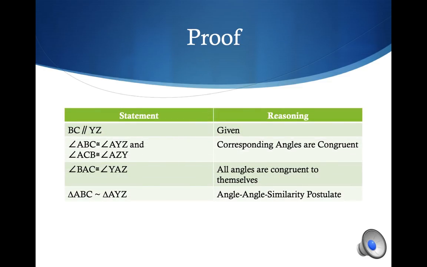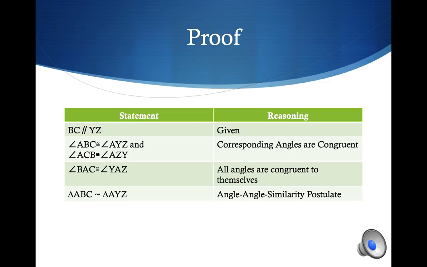Alright, hopefully this is looking familiar to all of you. We're going to have our statements on the left-hand side and our reasons on the right. As always, we start off with our given information. In this case, line segment BC is parallel to line segment YZ. Next, we can use the fact that corresponding angles are congruent to state that angle ABC is congruent to angle AYZ and that angle ACB is congruent to angle AZY.